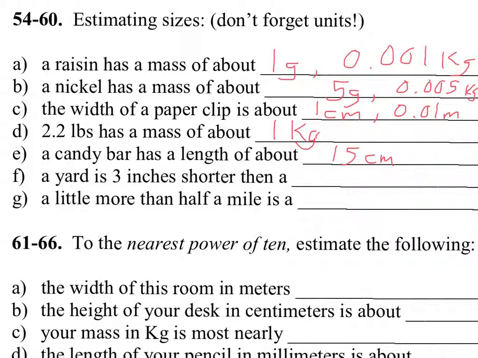A yard is 3 inches shorter than what? Than 1 meter. So when you're thinking about meters, 1 yard and 1 meter are very close to the same thing. So 100 meters is a little bit longer than a football field. Just like a football field is 100 yards, 100 meters is a little bit longer. And G here, a little more than half a mile, is 1 kilometer. Okay, or 1,000 meters.